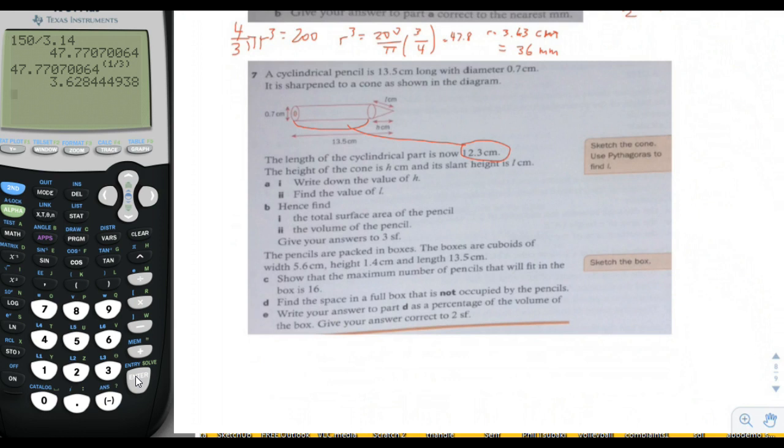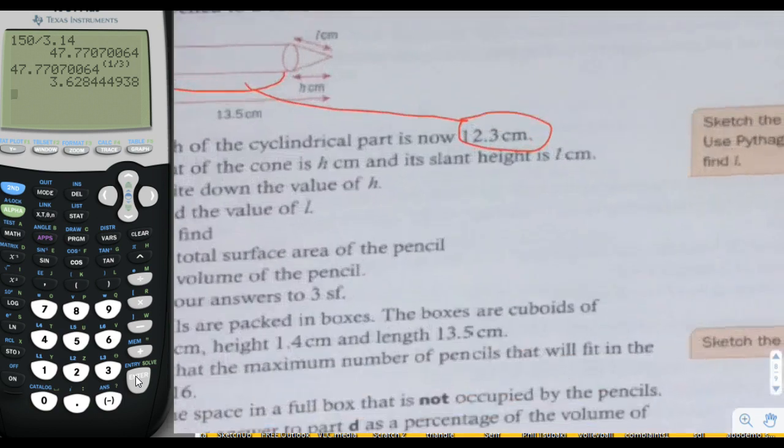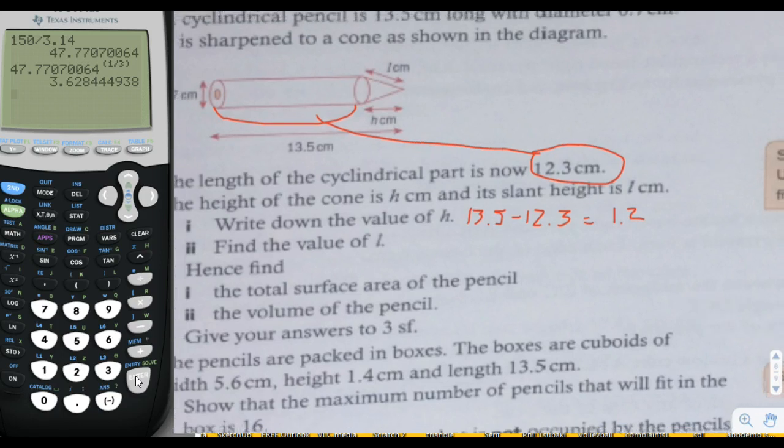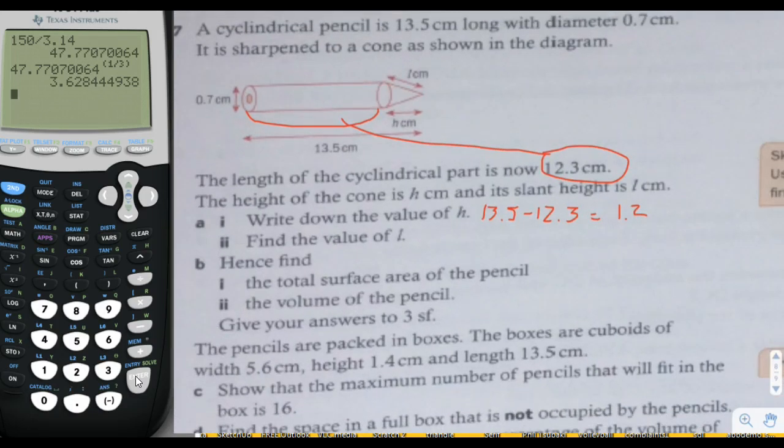Write down the value of h. Well, we know that the whole thing is 13.5 and the cylindrical part is 12.3. So we could find h by doing 13.5 minus 12.3. So that gives us 1.2 centimeters. Oh, I'm sorry, it doesn't say slant height is 1, it says slant height is L.